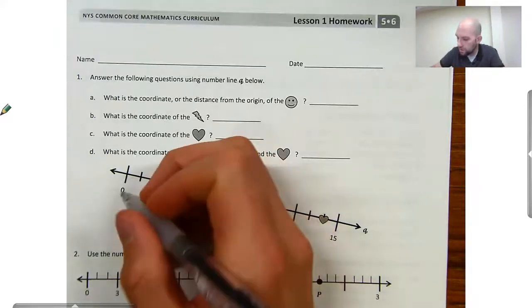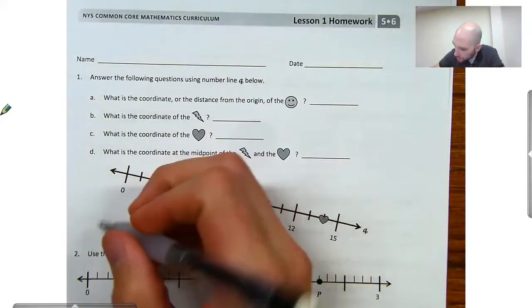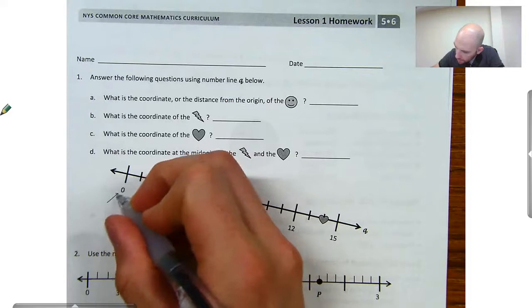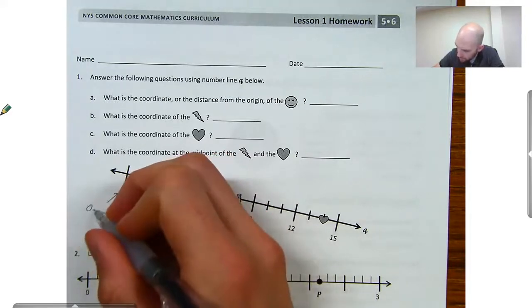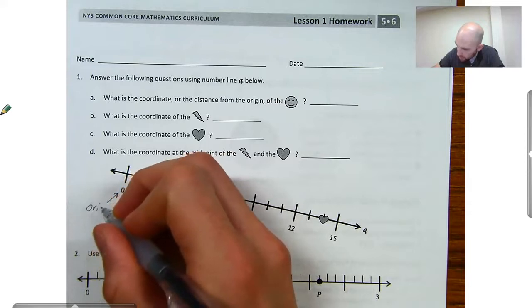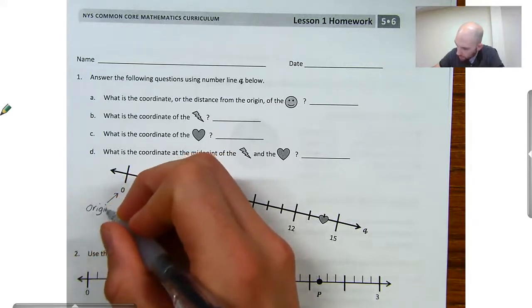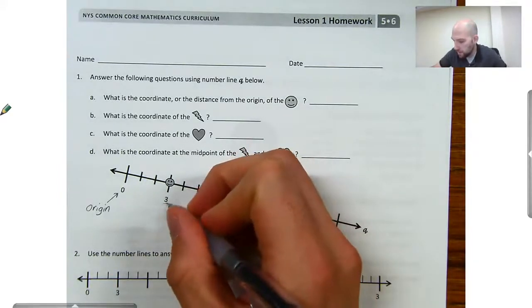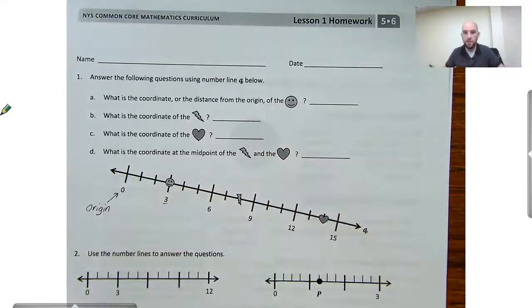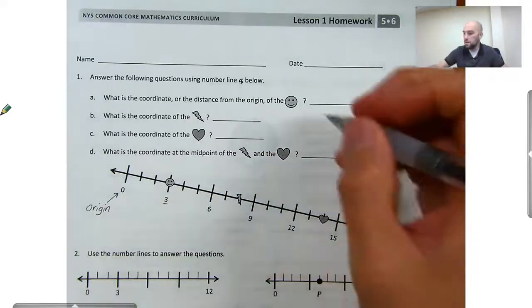So our origin is right here where it says 0. 0 is the origin of the number line. It's where the number line starts or originates from. And if we want to find what coordinate the smiley face is on, that's fairly simple because we have a 3 right here, so we know that it's at coordinate 3.